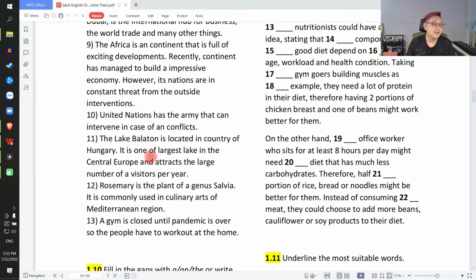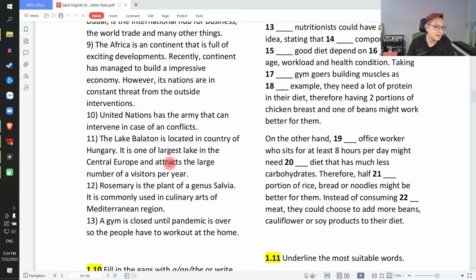It is one of the largest lakes in Central Europe. So once again, regions of the world, there's no the. Những vùng trên thế giới hoặc là những cái lục địa. Regions of the world or continents, no the, no article. But here, superlative adjectives, the largest lake. Chỗ này là tính từ so sánh nhất phải có the nè. Chỗ này lục địa hoặc là vùng thế giới không có the nè.